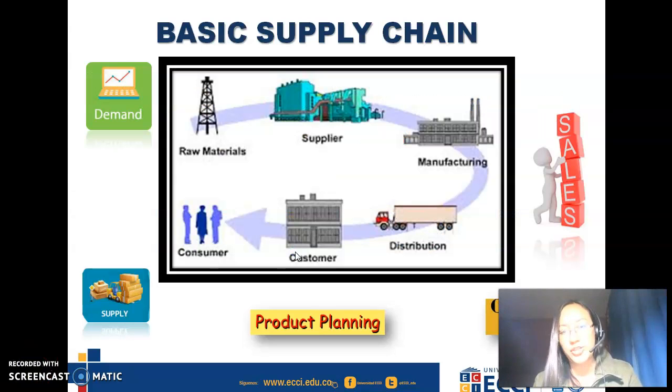We talk about supply chain. Basic supply chain. Supply chain is the process of delivering a product from raw material to the consumer. It includes supply planning, product planning, demand planning, sales, and operations and supply management. So, supply chain management enables enterprises to source the materials necessary to create a product or service and deliver that product or service to the customer.